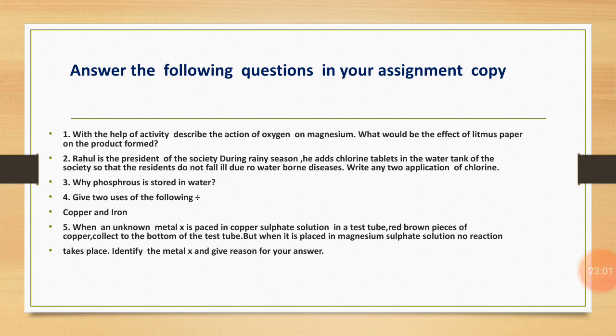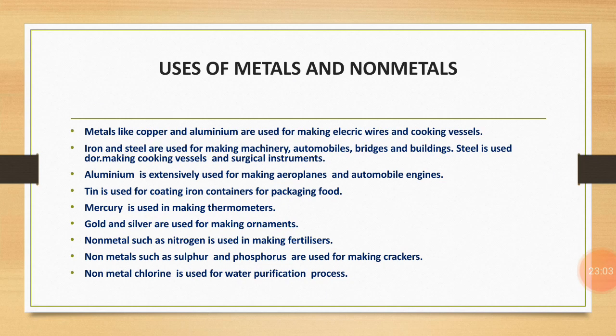Next is about the uses of metals and non-metals. Now we are going to know where these metals and non-metals are used. One by one we will see where the metals are used and where the non-metals are used. Metals like copper and aluminum are used to make electric wires, because they are ductile metals, and they are malleable also.